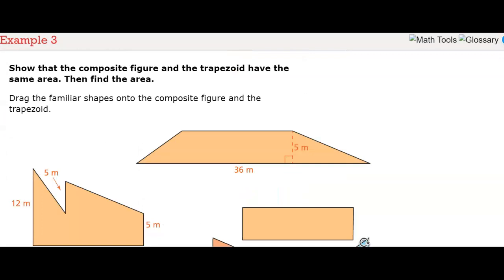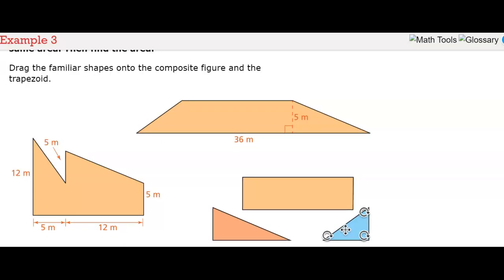Show that the composite figure and the trapezoid have the same area. Then find the area. So I'm going to drag the familiar shapes onto the composite figure. So I'm going to take this, put it here. That's a triangle. Then we could put a rectangle here. And this little triangle. Oh, no, don't turn it. No, don't turn. I'll turn it once it gets over here.